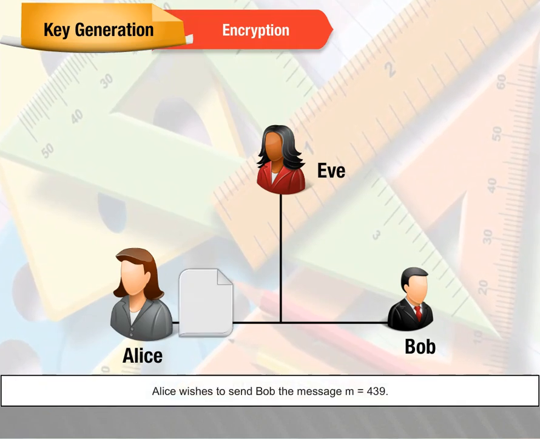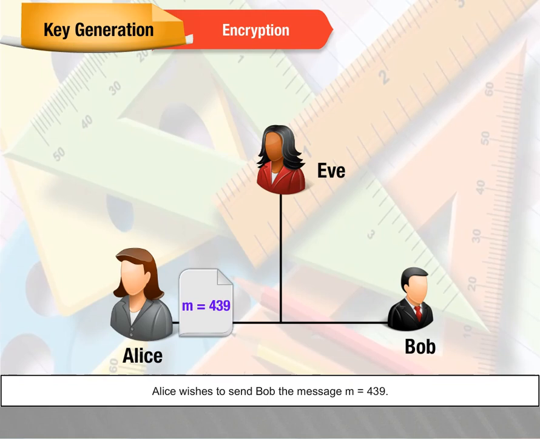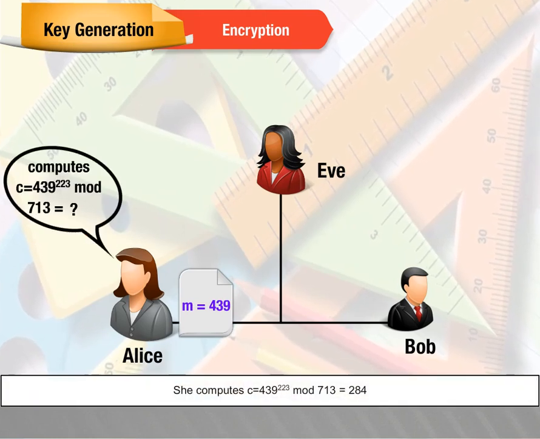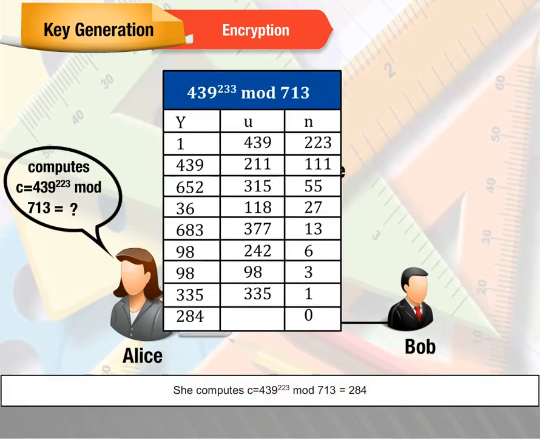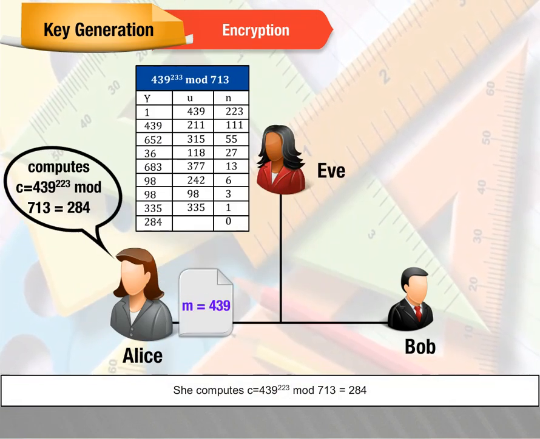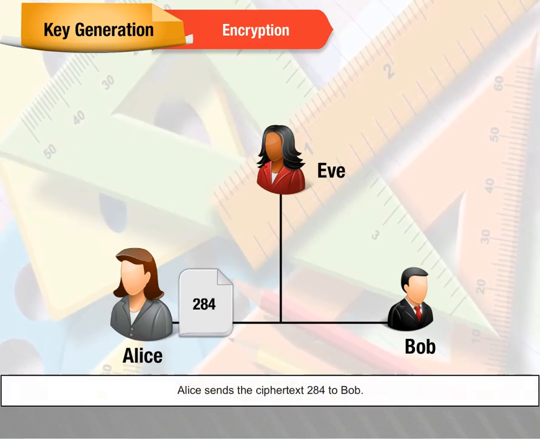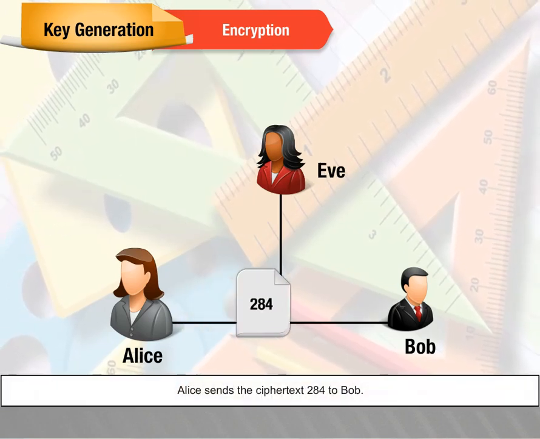Encryption. Alice wishes to send Bob the message M is equal to 439. She computes C is equal to 439 to the power 223 mod 713, which is equal to 284. Alice sends the ciphertext 284 to Bob.